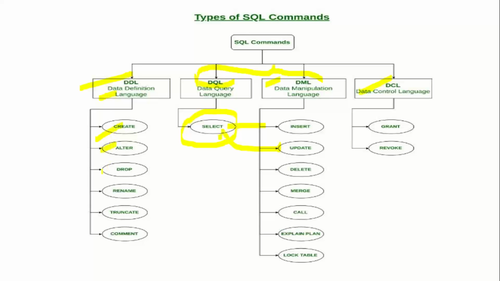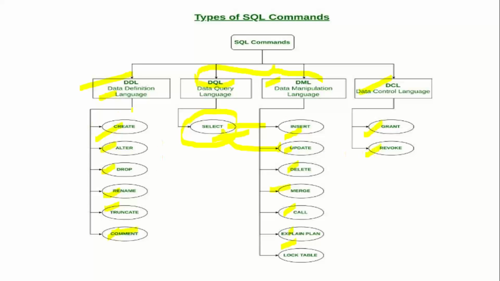Create, alter, drop, rename, truncate, commit. Actually, this is not comment, this is commit. Next, the data manipulation language commands are insert, update, delete, merge, call, lock, select. All these come under your data manipulation language. And data control language: grant, revoke.